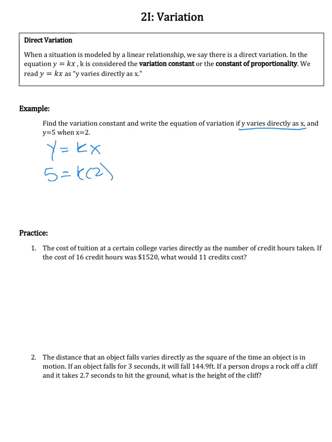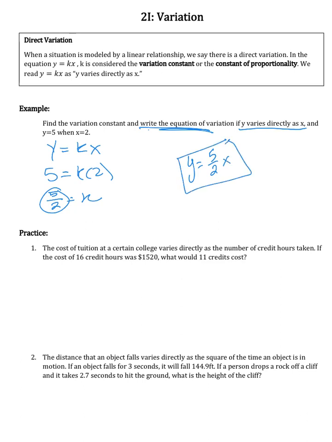Okay, so solving for k, we divide by 2. So I have 5 halves equals k. And then they want us to write the equation of variation, which just means substitute k in. So then my final equation is y equals 5 halves times x.